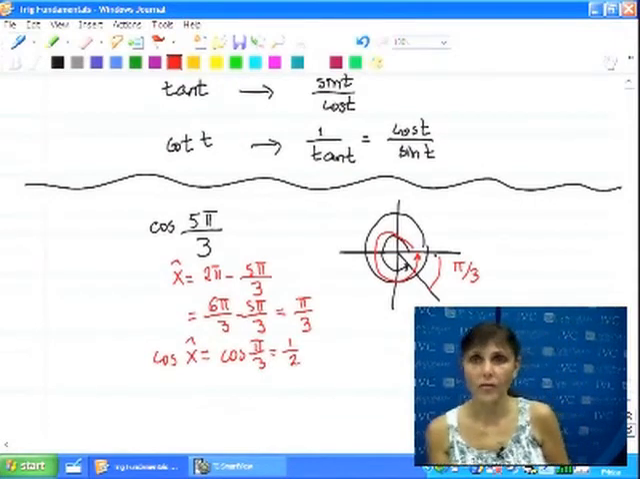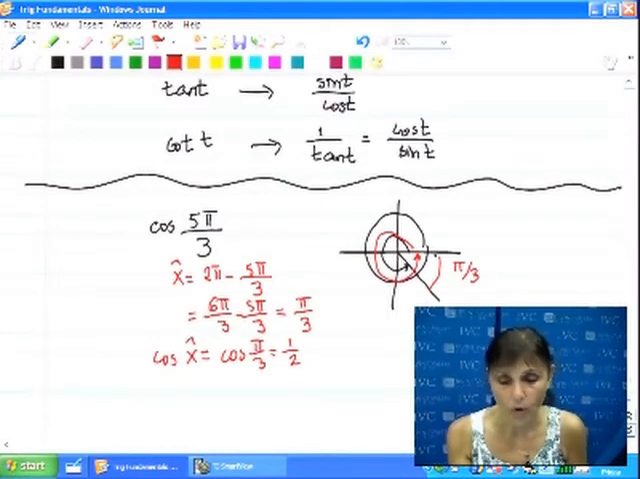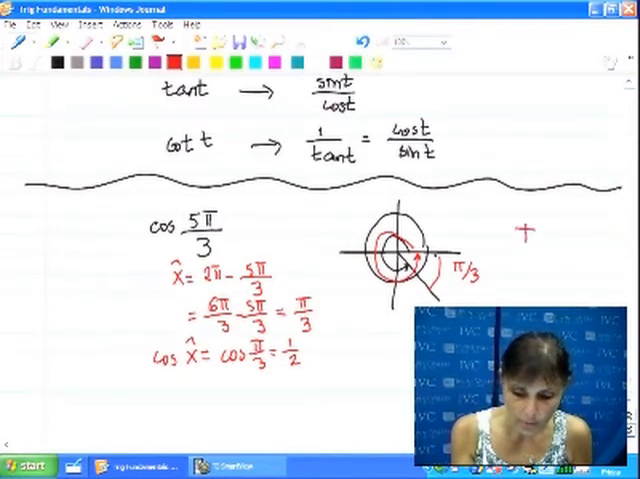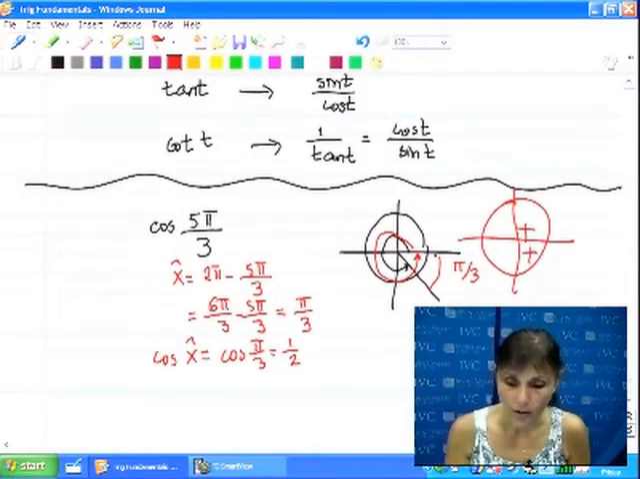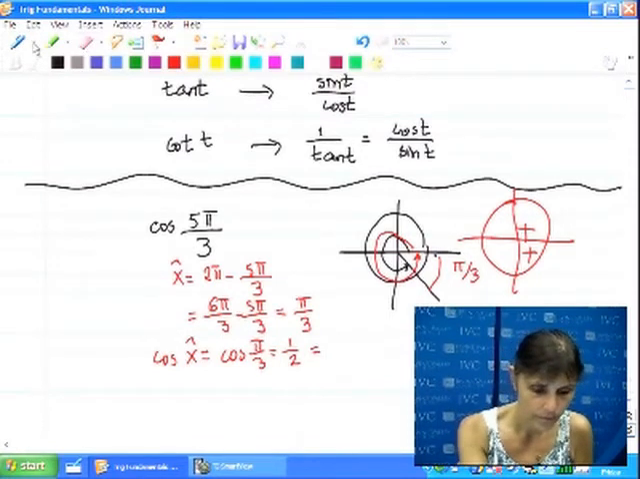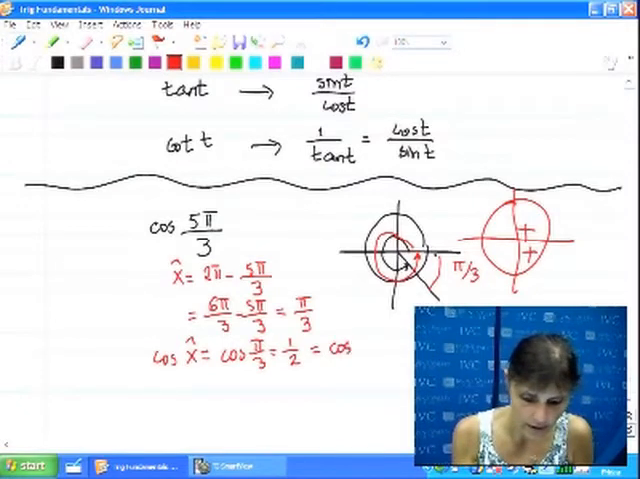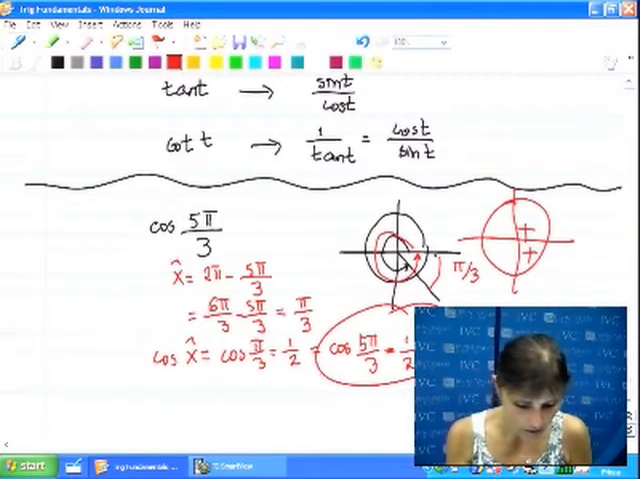Now I need to go back to my original one. So let's go look at how this worked. I know that the cosine is positive here and here. Very good. So that means cosine of pi over 3 and cosine of 5 pi over 3 have the same sign. So cosine of 5 pi over 3 still will be 1/2. All right? So let's check that with my calculator.